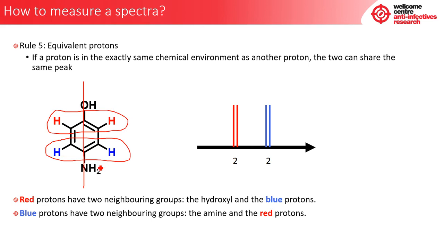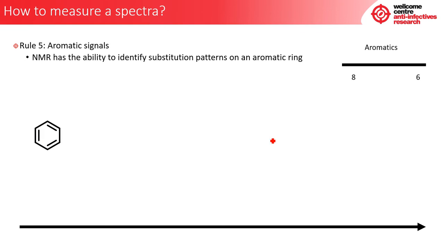The NMR can read this, and says, okay, the red ones have one neighbour, the blue ones have one neighbour. Using the n+1 rule, they appear as 2. And the integration value, like we spoke about in the previous slide, is saying there are 2 protons making up the signal, but the protons have only one neighbour between them. Again, let's delve in and look at some more examples.